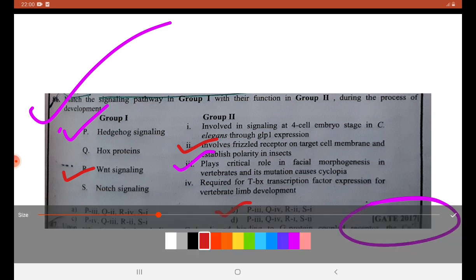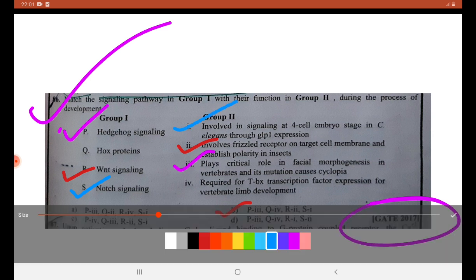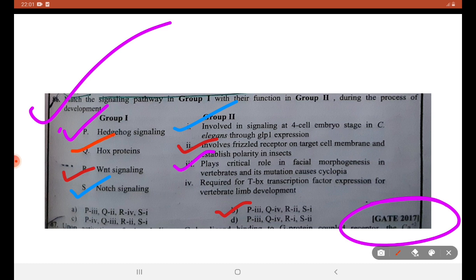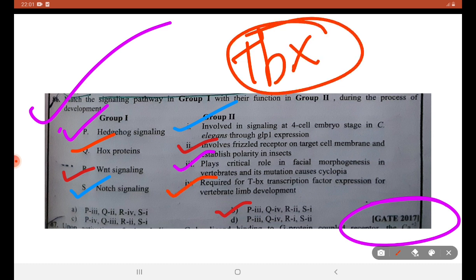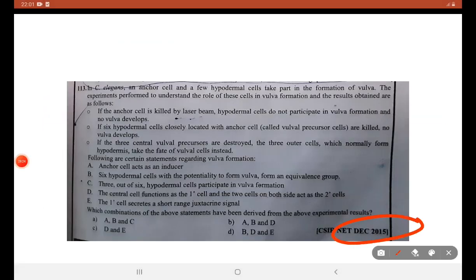So just guess what is the answer. This is the answer. Now, Notch signaling is involved in the signaling at 4-cell embryo stage in C. elegans through GLP1 expression. Just now we have seen that. Then, Hox protein is required for disease formation. They are required for limb development. TBX is one of such things. They are required for that expression. This is the correct match. December 2015.